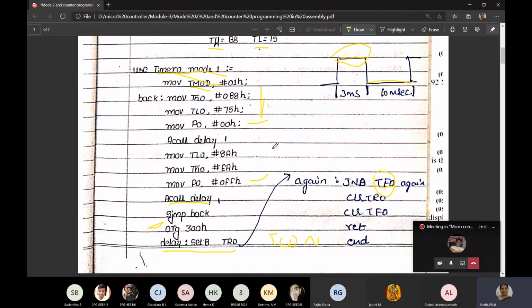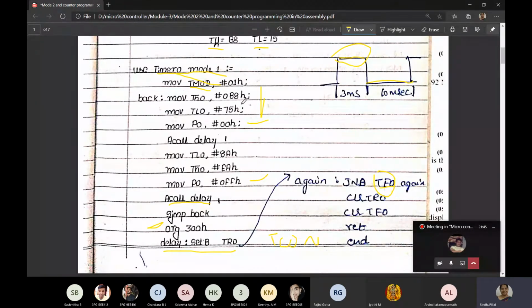That means it has started the count from, see what the meaning of this is, it is starting the count from 75B8H for this 3 milliseconds delay. The initial count is 75B8. Till where will it go? It will go for 16 bits, that means FFFF. Till there this count will run. It will start from 75B8 and go to FFFF.